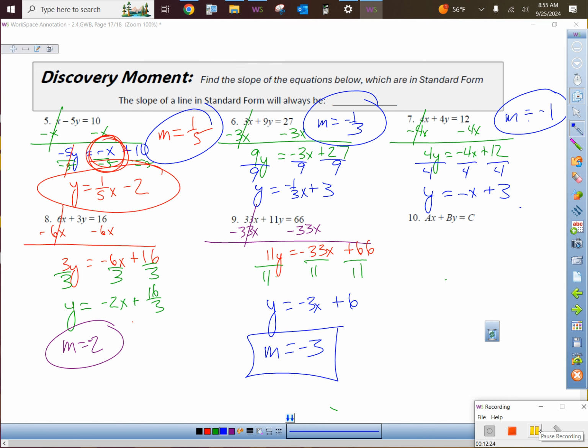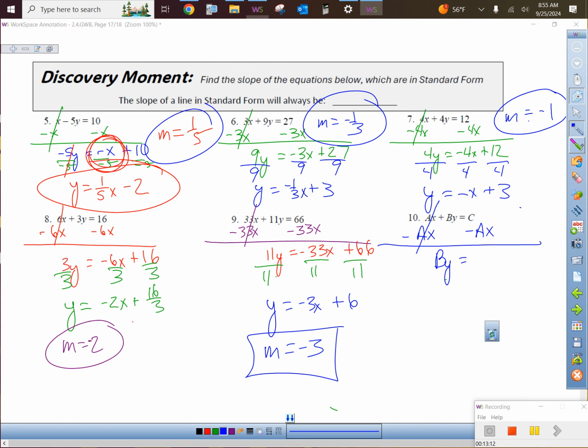Tell your neighbor what the first thing you should do is. What do you want to do first, guys? Minus AX from both sides. Let's do it. Doesn't BY come down?